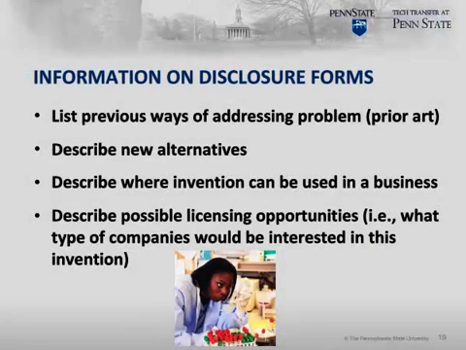This slide provides details of required information on an information disclosure form. Listing previous ways of addressing a problem is important, as this provides the evaluator with a landscape of the current state of the technology. Remember, you are the expert in the field. Describing new alternatives is a way to show the evaluator where your invention stands out and how your invention stands out over what is already known. This is where the details must be precise and complete to help the evaluator understand and evaluate your technology.